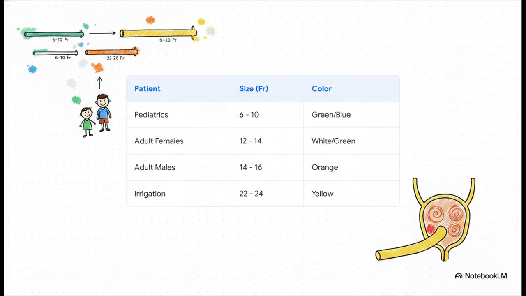For pediatrics, we're looking at smaller sizes, like 6 to 10 French, usually color-coded green, blue, or black. Adult females typically need a 12 to 14 French, while adult males usually take a 14 to 16 French, which is often marked with a bright orange port. And if you're doing something like bladder irrigation to clear out blood clots, you'll need a massive 22 or 24 French tube just to make sure nothing gets stuck.